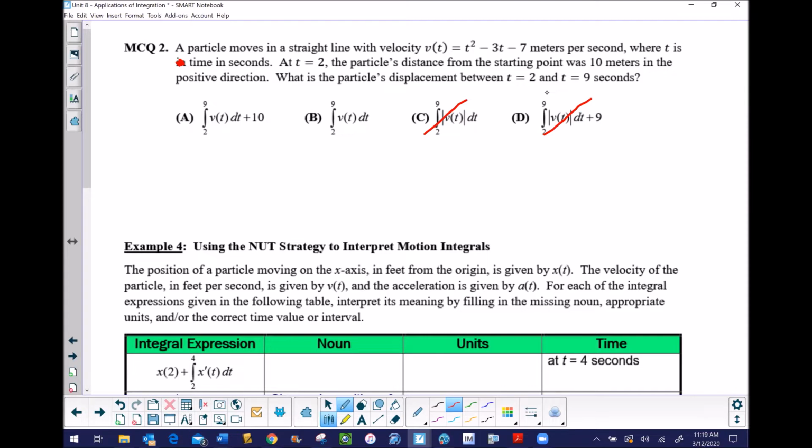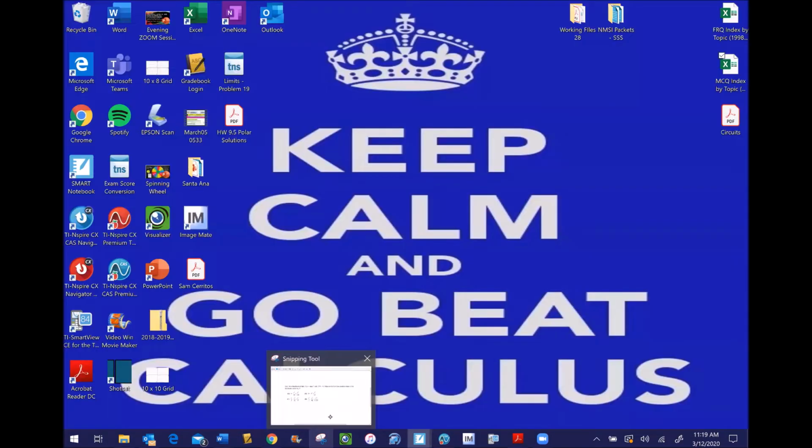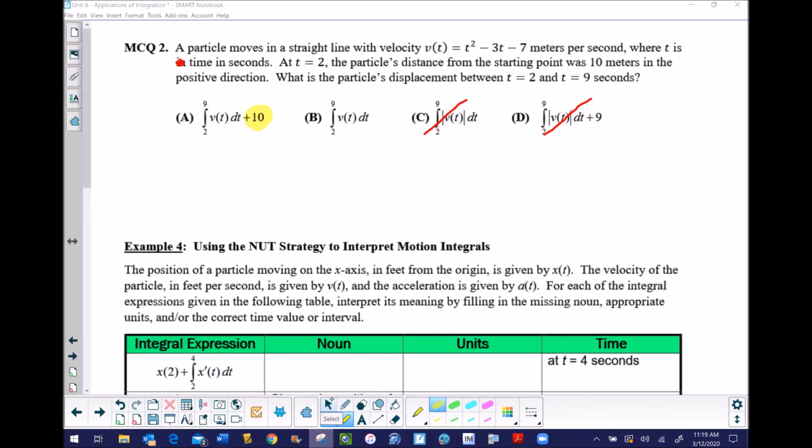Now, the big difference between A and B, of course, is this plus 10 that's tossed into choice A. And if we read the problem really carefully, it says, what is the particle's displacement between time 2 and time 9? Just by that alone, we can go with B.